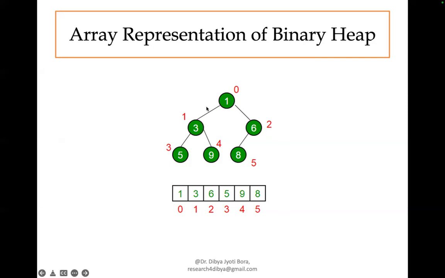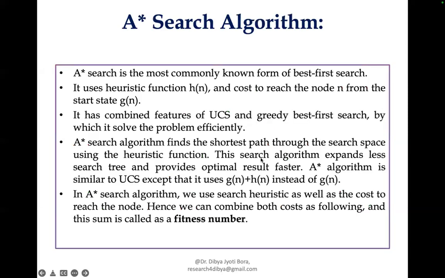Similarly, you can calculate these two. Okay? 2 into 1 plus 1 is 3, 2 into 1 plus 2 is 4. So this is the left and right side. Similarly, 2 into 2 plus 1 is the left side. Now come to the A star search algorithm.